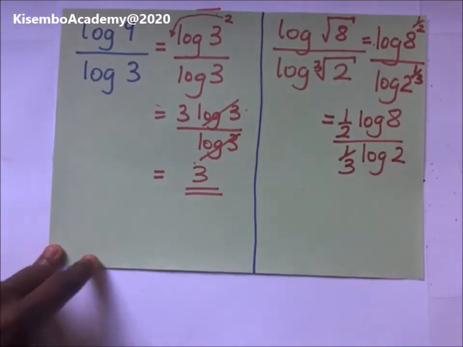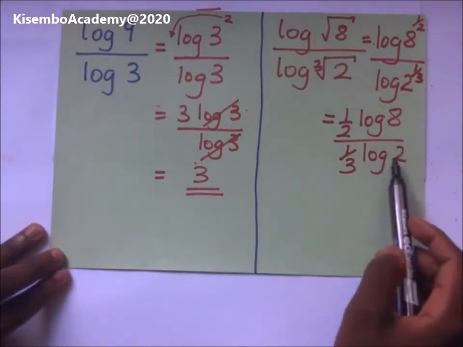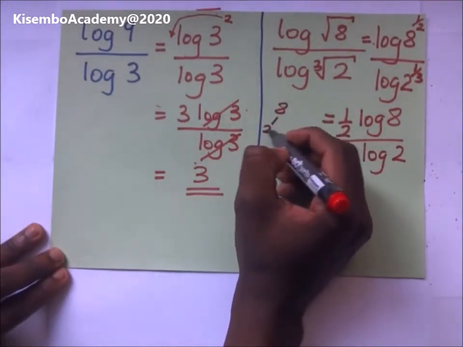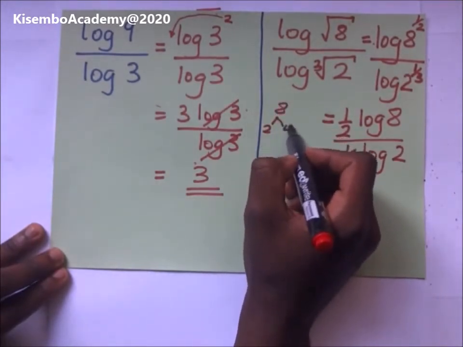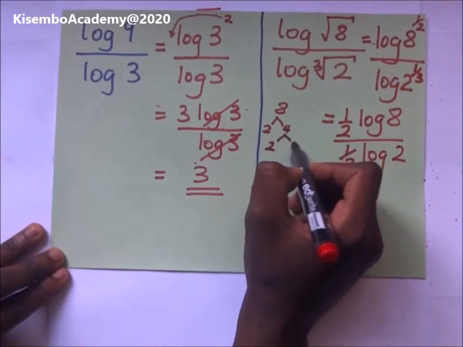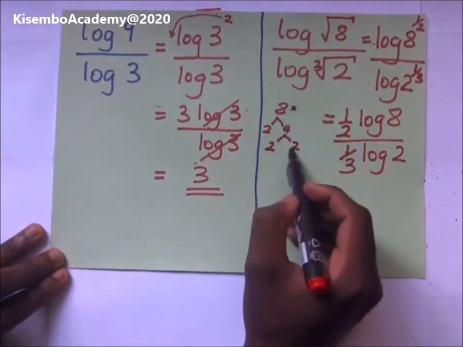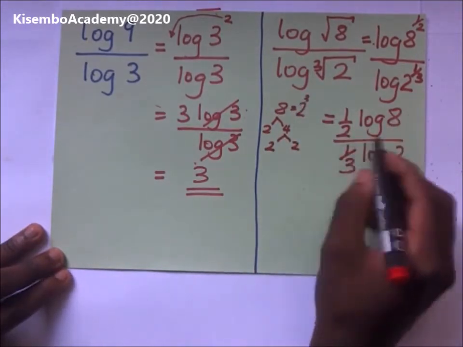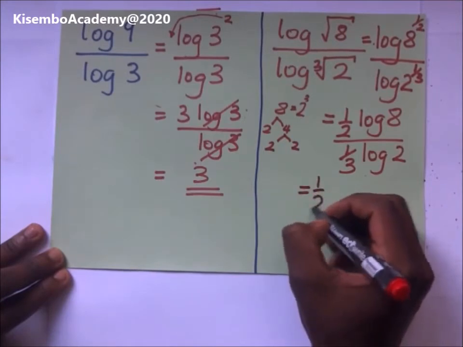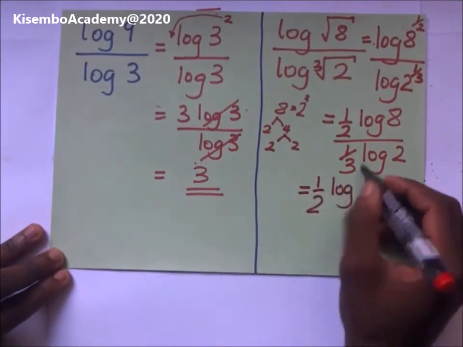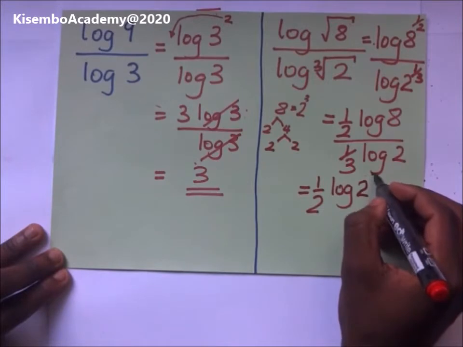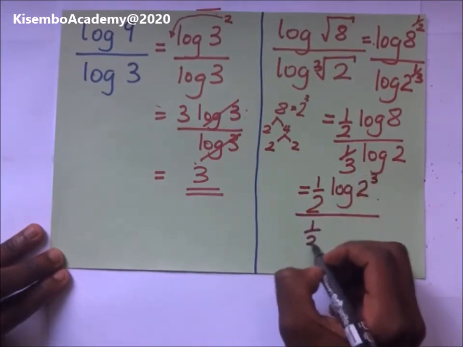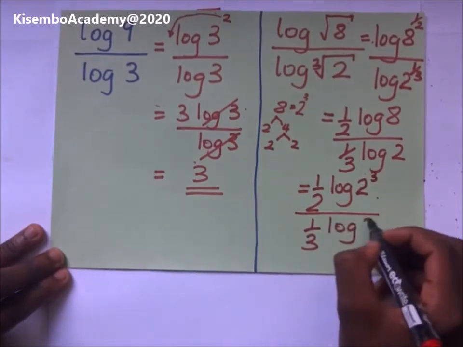Now when you look at 8, if you were to factorize 8, when you divide 8 by 2 you get 4. When you divide 4 by 2 you get 2. So it means 8 is the same as 2 to the power 3. So you can replace this with 2 to the power 3. So this is the same as a half times the logarithm of 2 to the power 3, divided by a third times the logarithm of 2.